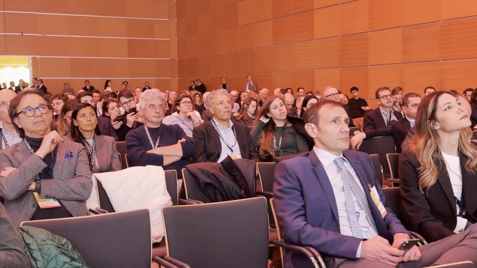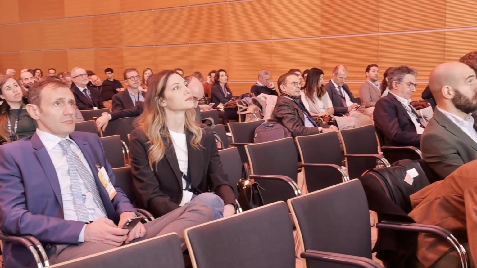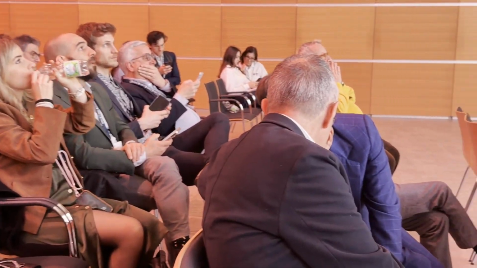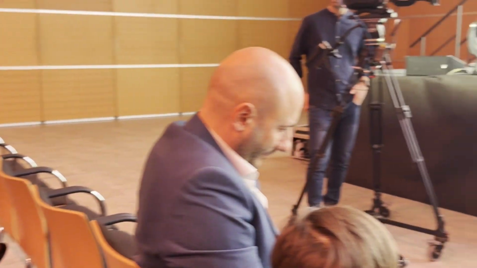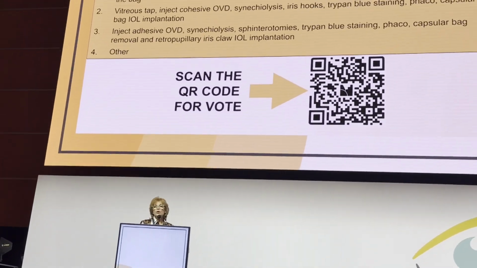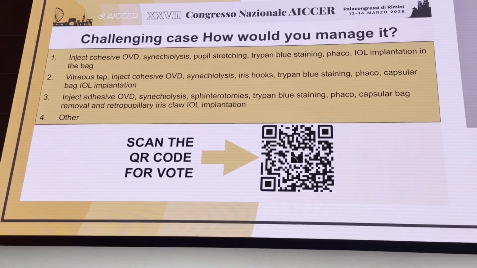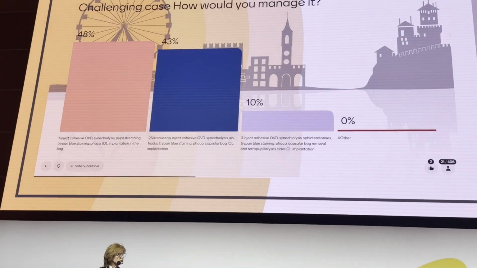We have a question. What would you do in this case? Answer number 1: inject OVD, synechialysis, pupil stretching, trypan blue staining, phacoemulsification in the bag. Answer number 2: inject OVD, synechialysis, AC maintainer, staining, phacoemulsification, IOL implantation. Option number 3: inject dispersive OVD, synechialysis, iridotomy, staining, phaco, capsular bag removal, and retropupillary iris-claw implantation, or other options. Please vote, and meanwhile, maybe the colleagues from the panel can have an opinion or a comment.